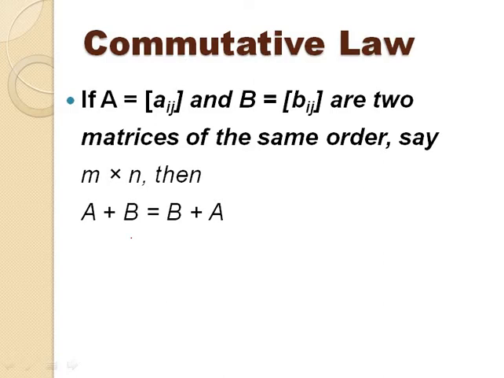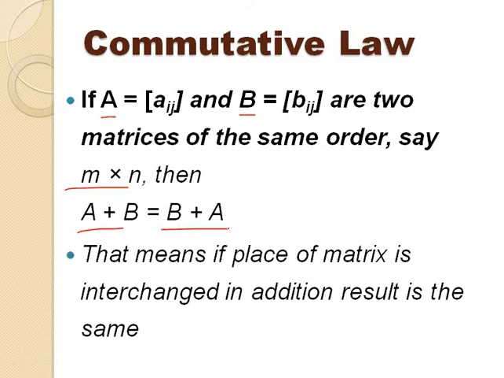The commutative law says that if there are two matrices A and B of the same order, then A plus B is equal to B plus A. So if you interchange the position of the matrices in addition, the result will not change.